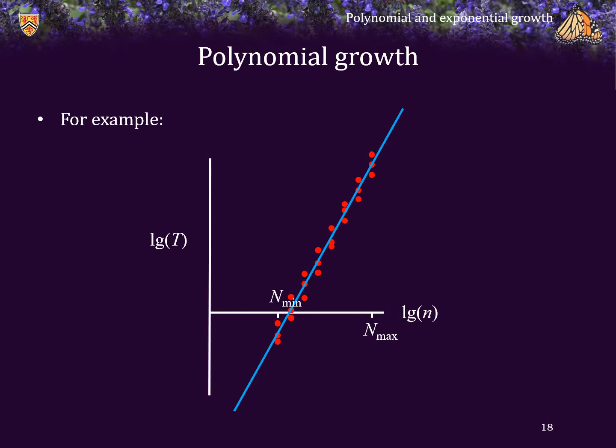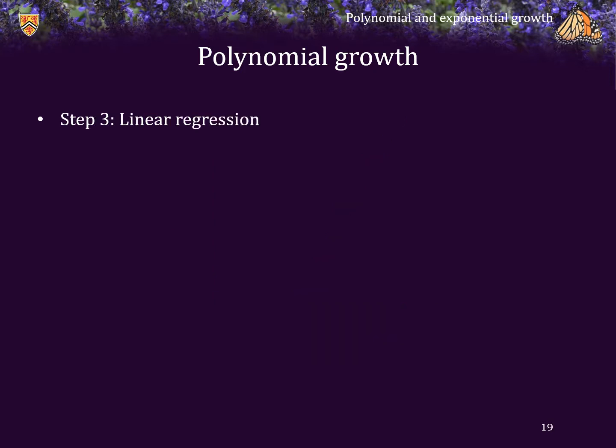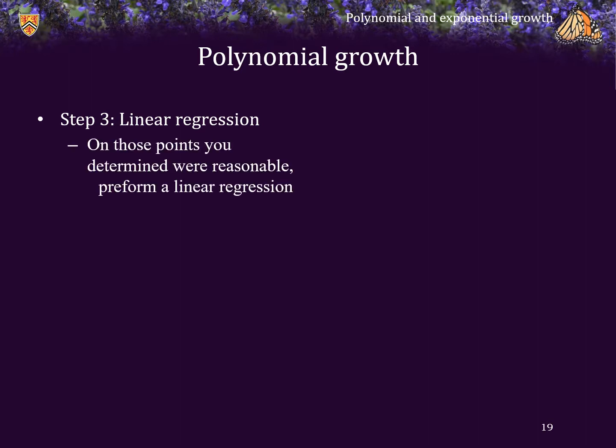Then notice that these points do appear to be falling on a straight line, and therefore we can do the next step, and that's find a least squares best fitting polynomial. Specifically, a least squares best fitting straight line. So we're going to do that linear regression on the points that we determined were reasonable, that is where they appear to be a straight line. So we are going for values of n between 2 to the capital N sub min all the way up to 2 to the capital N sub max.